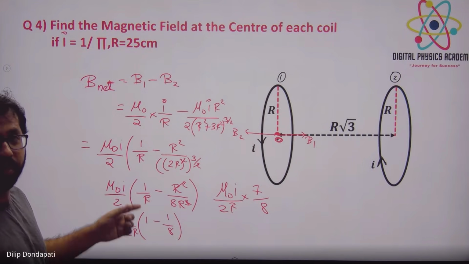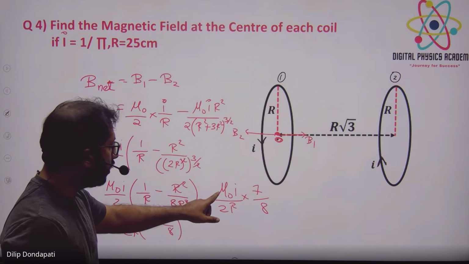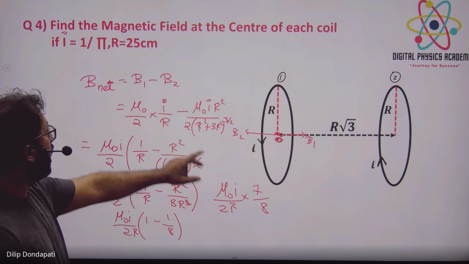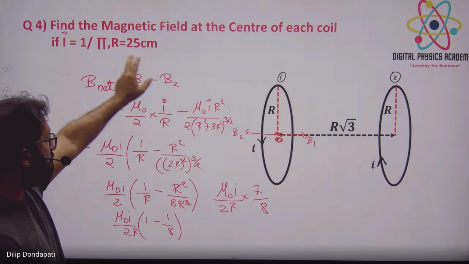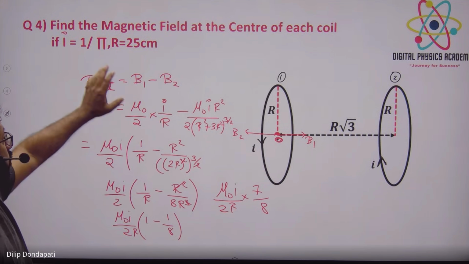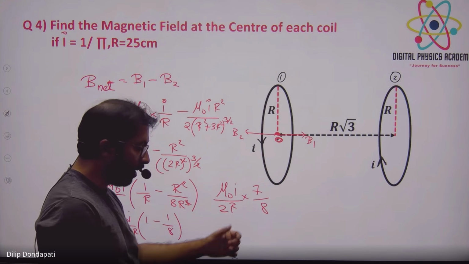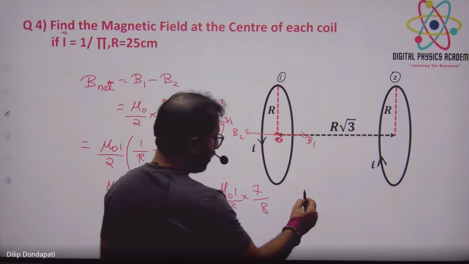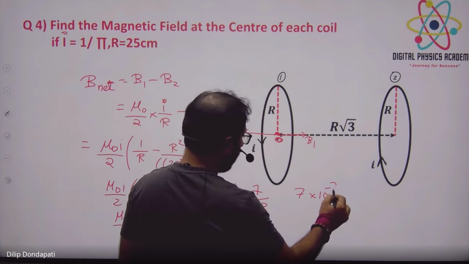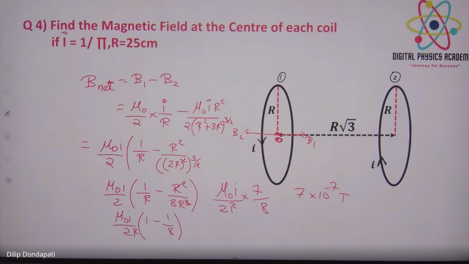Done? Got it? Yes. So substitute everything: the value of μ₀ is 4π into 10 power of minus 7, the I value is given, the R value is given, and R you have to convert into meters, 25 into 10 power of minus 2. All values are given, so substituting, you will get an answer as 7 into 10 power of minus 7. Got it? Okay, next.